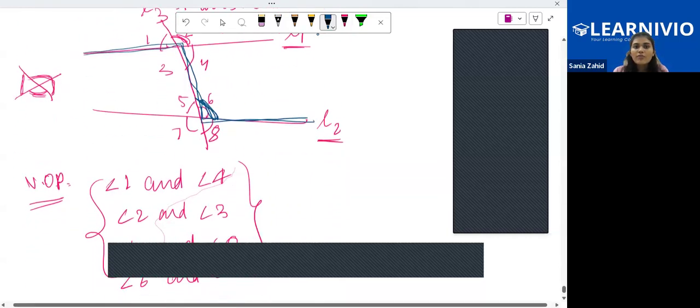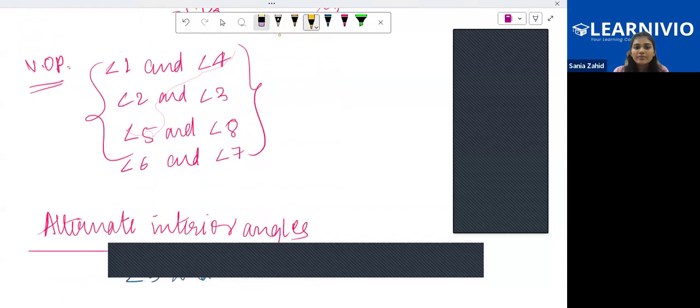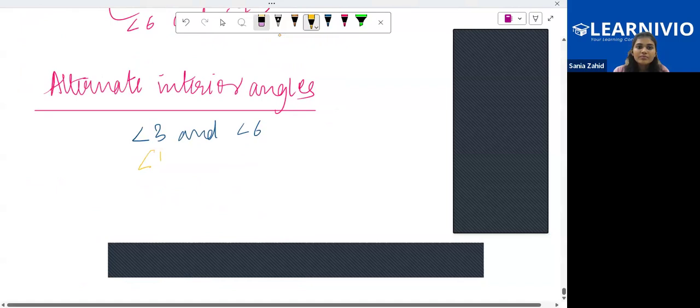Okay, then you can form one more Z. How will you form one more Z? Opposite. See, opposite you have one more Z. So here you have how many angles? Angle 4 and angle 5. See, now both of these are formed on the inside of the Z. So they are alternate interior angles.